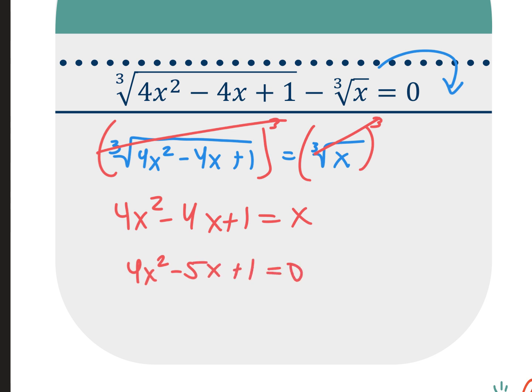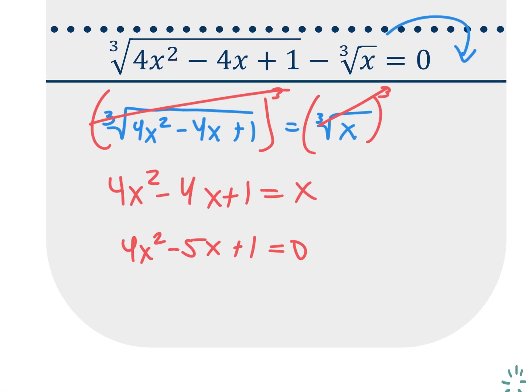At this point, guys, you know several ways to solve quadratics. Completing the square, factoring, quadratic formula. What is the fastest thing to do? Factor. Always try to factor. So let's talk about this. 4 times 1. What are the factors of 4 that multiply to give me 4 and add to give me negative 5? Negative 4 and negative 1.